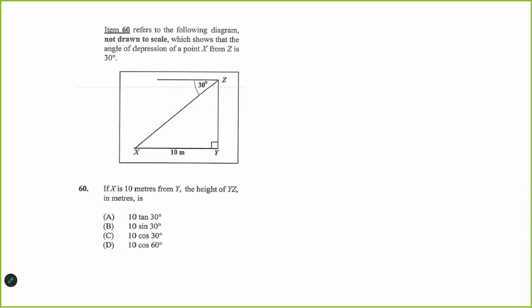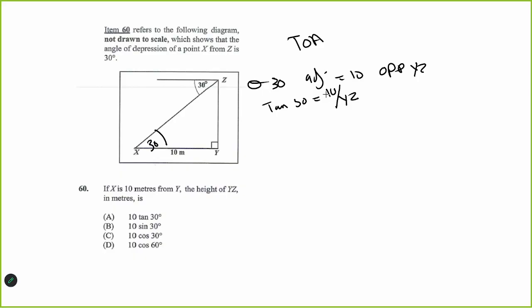I don't know if this is repeated. If this is 30, the adjacent is 10. The opposite is y. Using tan, right? So tan 30 is equal to... sorry, is that your adjacent? Yeah, 10 over y. So this does not work out. You'll get y is equal to tan 30 divided by 10.